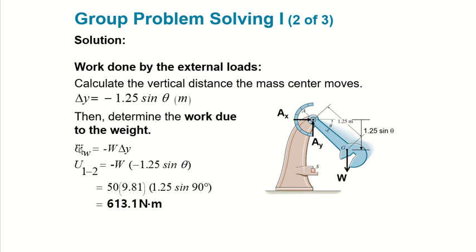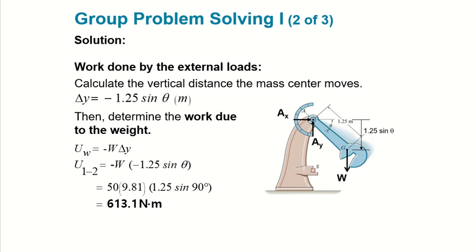So we're going to use our work equation. Your work is force times displacement. You start from here and get to here, so that amount is displaced, okay? The force is its own weight, W. So that's your 50 times the acceleration due to gravity, 9.81, and then times your displacement, which is 1.25 times sine of 90 degrees, because that's the angle given. Multiply all of that and you get 613.1 newton meters. That's your work going from position 1 to position 2.